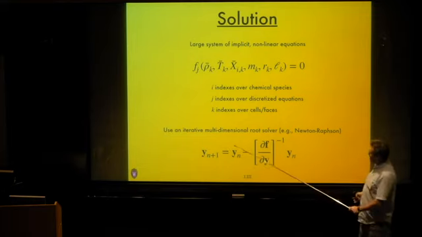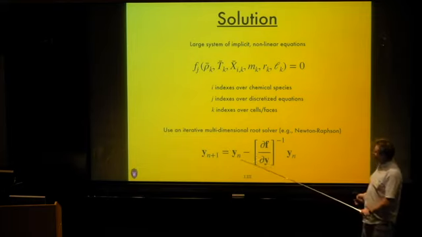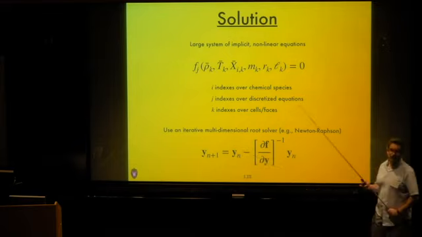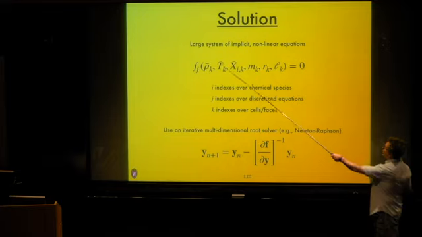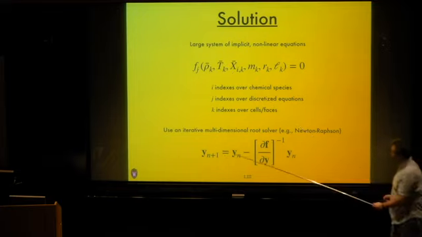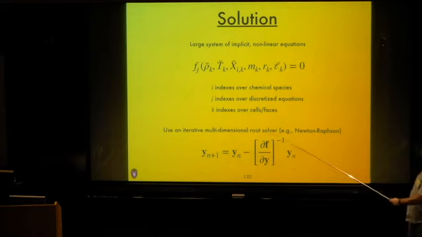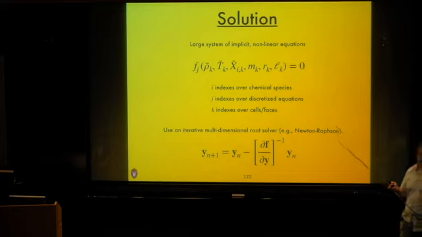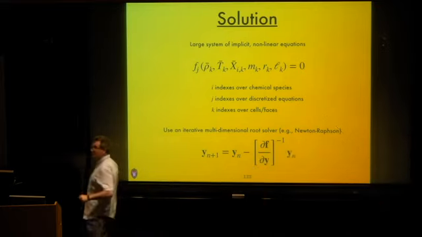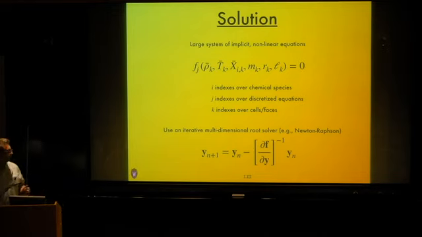If we have an estimate for a solution to our system of equations called yn, which is a vector of unknowns containing the density, temperature, and so on in each cell, then we can get a better guess, yn plus 1, by correcting yn with this quantity here, which is basically a big Jacobian matrix inverted and then multiplying the current guess. This is an iterative approach to solving the equations. And hopefully, if we apply multiple iterations, we'll converge to some kind of a solution.